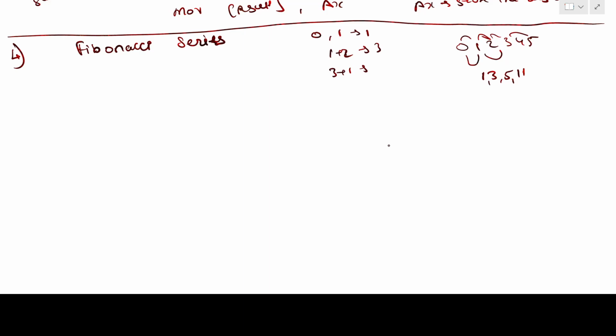We will be like 2 plus 1, 3. Now, what will we do? 3 plus 2, 5. Then 5 plus 3, 8. So that is what the Fibonacci series is.